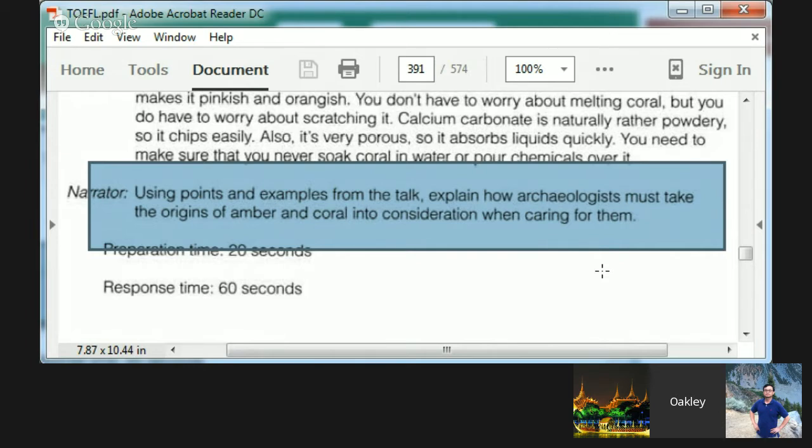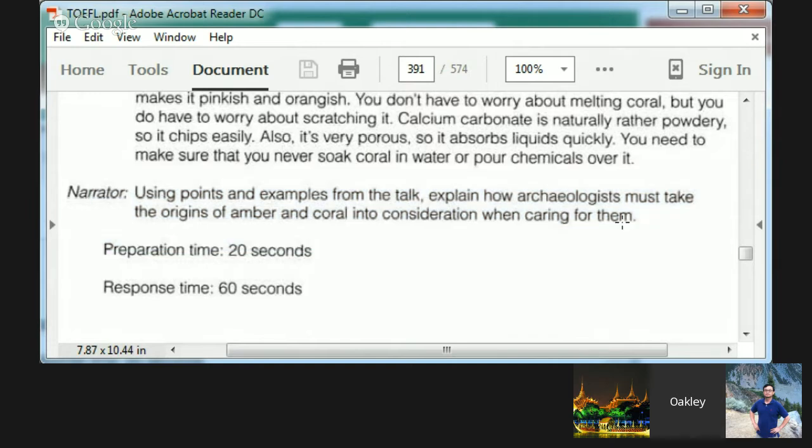Okay. I think that's all the time you would have anyway. Okay, that is actually not that bad, because one of the key elements is organizing your speech, and it was very easy to follow your speech. You said generally what it's about, and then specifically, he talked about two things, amber and coral. First of all, amber, he said amber comes from tree sap. All right, so you've got the origins.